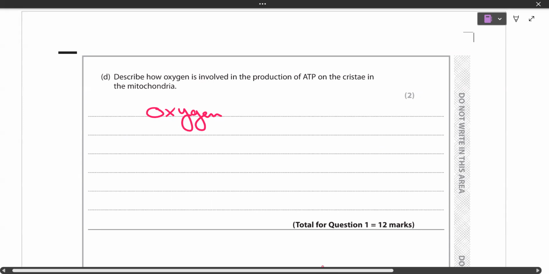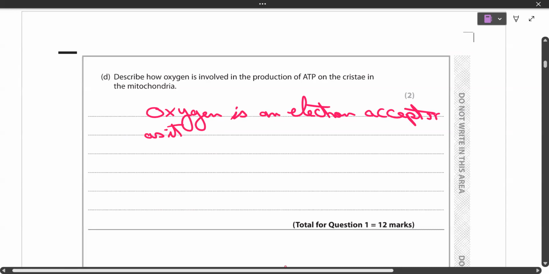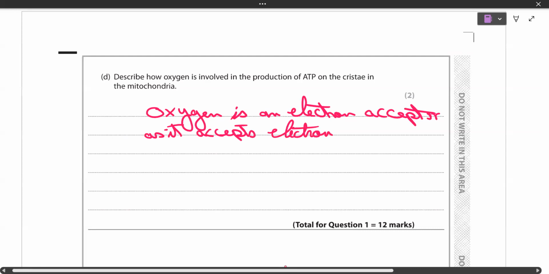produced from a combination between hydrogen, which is accepted from the reduced NAD or from the FAD, or you can write directly that will form H2O. So the best way to answer this question is to write that oxygen is an electron acceptor as it accepts electrons from electron transport.